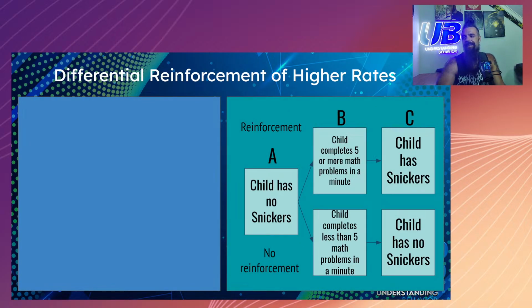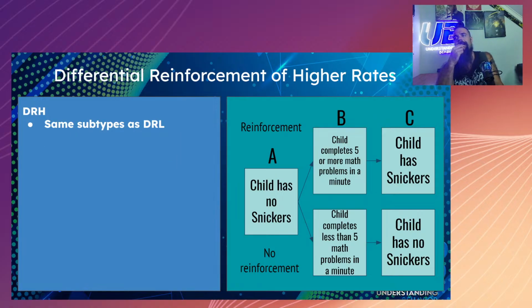All right. We've got DRL out of the way. We're going to wrap up with DRH, which is differential reinforcement of higher rates of behavior. So very similar to our DRL, we've got the same 3 subtypes. But in DRH, let's say we're doing DRH with space responding. Are we going to want to try to increase or decrease that IRT? What do you guys think in chat?